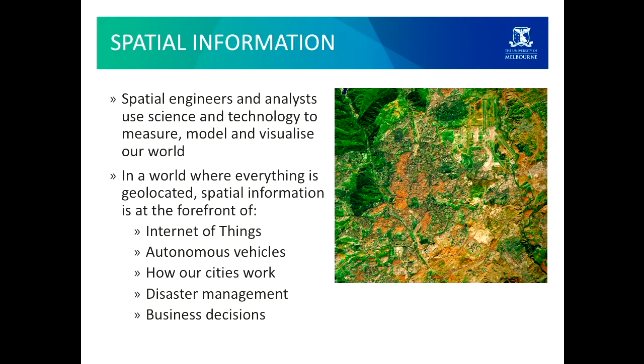So spatial engineers and analysts use science and technology to measure, model, and visualize our world. On the right-hand side, you see a picture, actually. It is taken from a satellite. We have plenty of satellites available in space that are sensitive in different ranges of the light, visible to infrared, and give us various information about what happens on the Earth's surface. That is spatial information taken from a distance, remote sensing. In this particular case, what you might discover in this rural area are structures of historic settlements. That is one application area of spatial information.